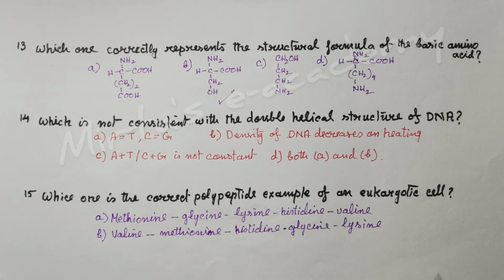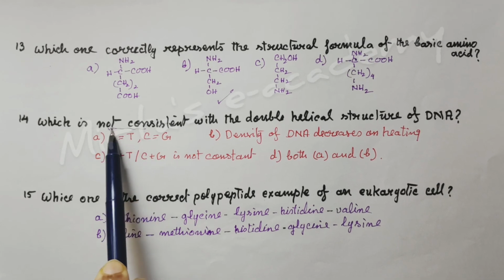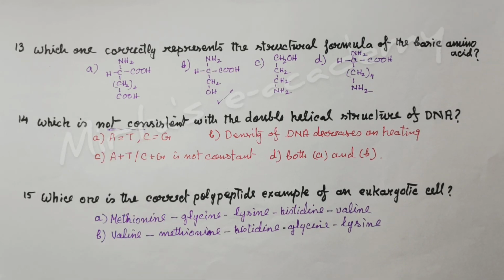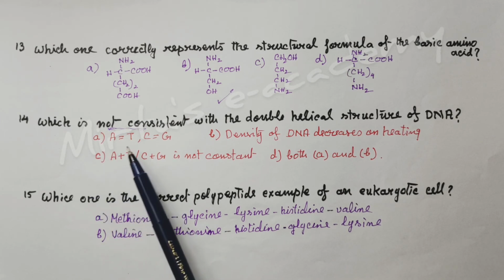Which is not consistent? Important. Which is not consistent with the double helical structure of DNA? A equals T, C equals G. That we know. That is Chargaff's rule.